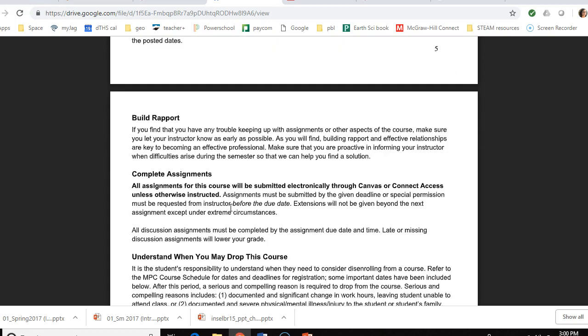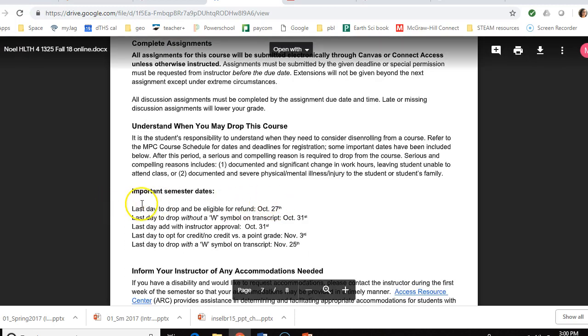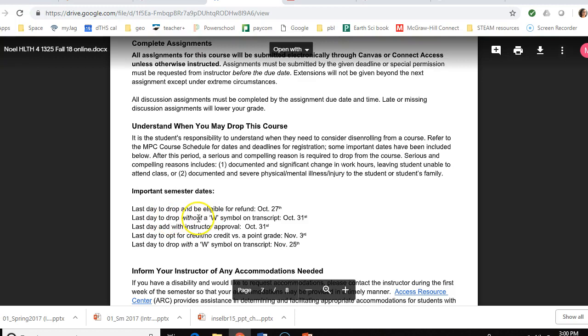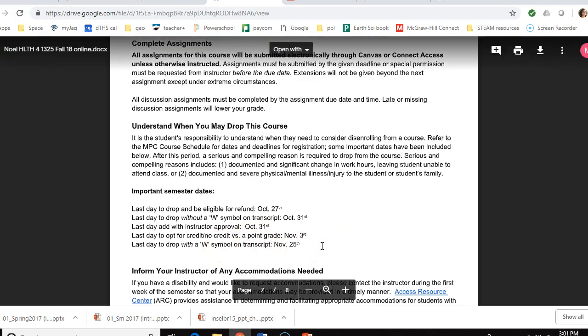All right. Here are the important dates you need for this class. If for some reason you need to drop this class, you can get a refund if you drop by the 27th. Awesome. Okay, you can drop without a W on your transcript, but no refund, by the 31st. If you want to add, you can add by the 31st. I'll have to figure out how those due dates are going to work for that. And then you can opt in to either get it for credit or no credit versus a point grade by November 3rd. And then the last day to drop with a W is the 25th. The last day of class is December 14th.